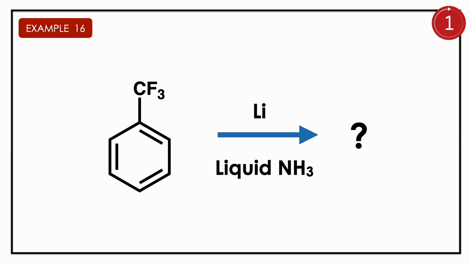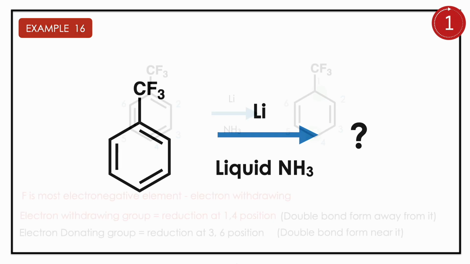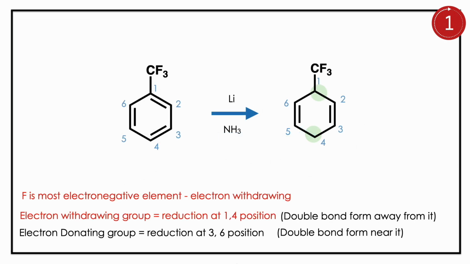Then the next example, you have trifluorotoluene reacting with lithium and liquid ammonia. You should find what the final product will be. You might know already, fluorine is the most electronegative element, highly electron withdrawing in nature. The starting material carbon has three fluorines. It makes the ring electron deficient.